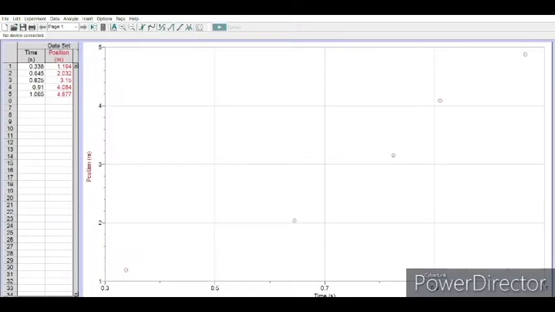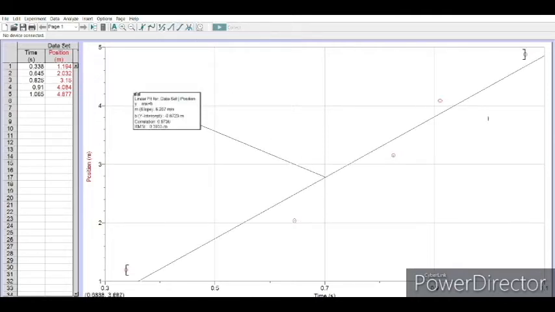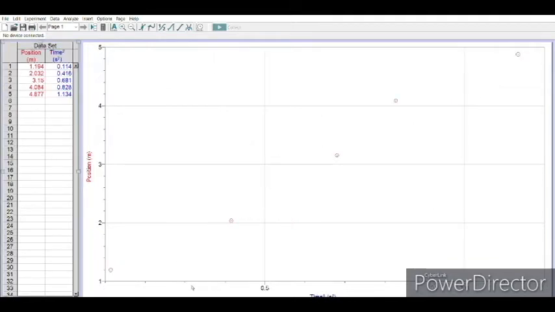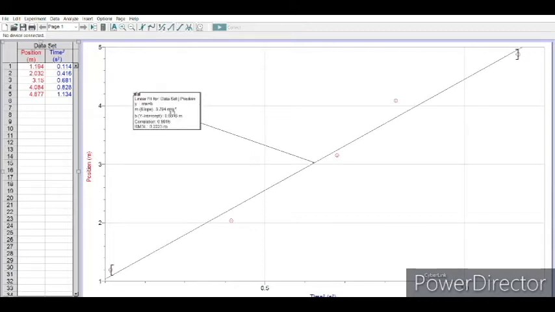Here's the final data representation as a graph, and this is the original where I just placed my points in. Nothing changed, and here's the line of best fit for it. And here is the linearized version of the previous graph. To linearize it, I just square time, and here you can see the correlation is much closer than the last one.